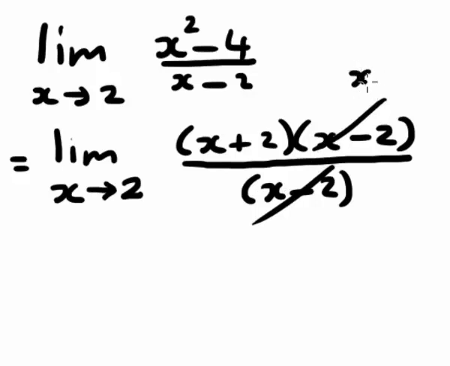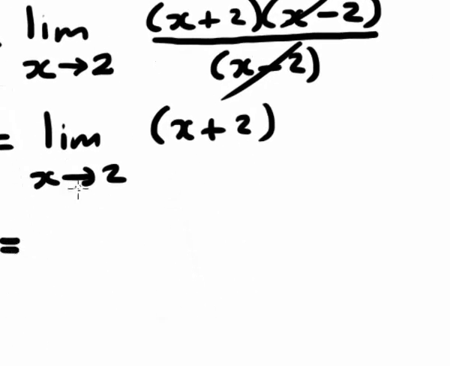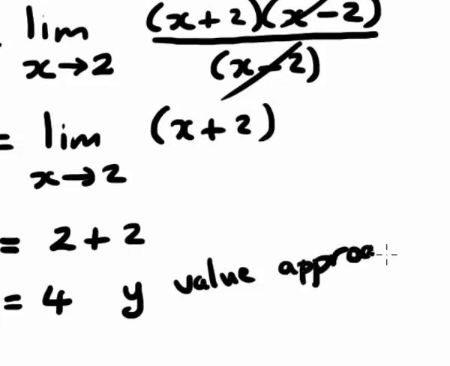And we can only do that if x cannot equal 2. Alright, which then gives us the limit as x approaches 2 of x plus 2. Now that's nice, because when we now replace x with 2, we drop the limit symbol and we go 2 plus 2, which is equal to 4. Now this is your y value approached. Now that's an important word. It's approached as x is approaching 2.